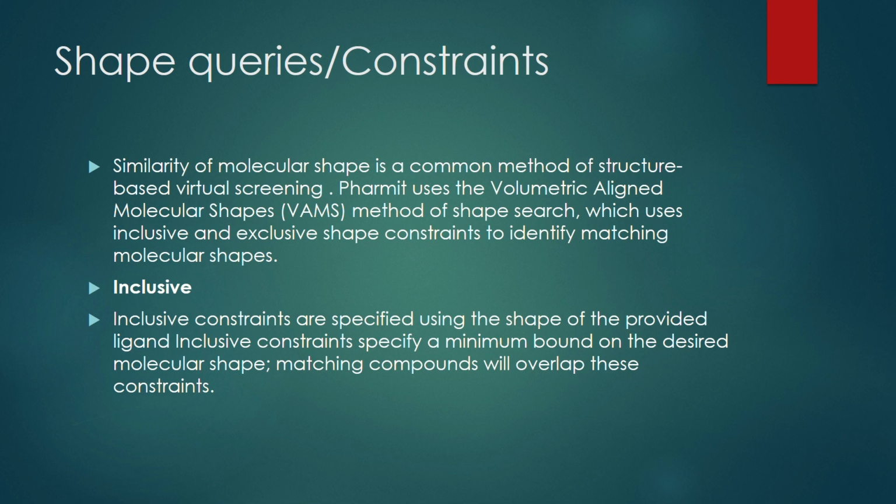Inclusive constraints are specified using the shape of the provided ligand. Inclusive constraints specify a minimum bound on the desired molecular shape. Inclusive is all about the ligand shape, and it allows the matching compounds to overlap these constraints.